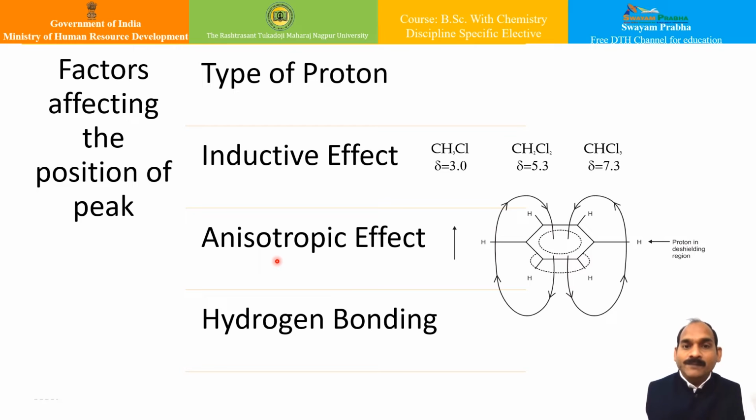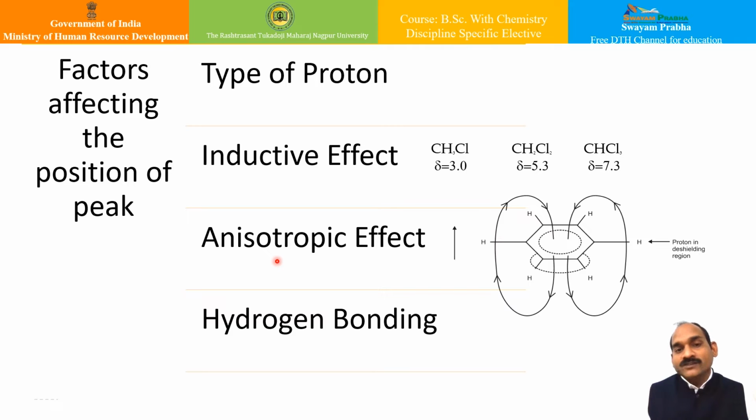If you look at the type of proton, it has been observed that primary protons resonate at higher field, or lower delta or lower chemical shift, while tertiary protons resonate at lower field and higher delta as compared to secondary protons. This means that the resonating frequency of primary will be highest, secondary will be middle, and tertiary will be the lowest, and the chemical shift of primary will be lowest, secondary the middle, and tertiary the highest, isn't it?